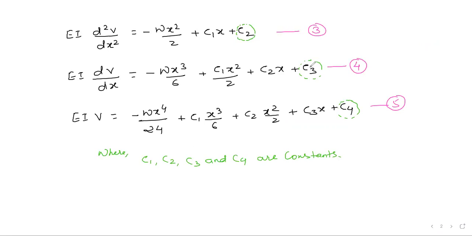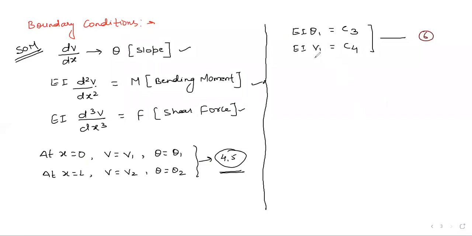Similarly, if you keep x is equal to 0 in equation number 5, what are we going to get? If you put x is equal to 0, this term will become 0. The second term will also become 0. The third term will also become 0. Here also x is there, so this will also become 0. Only C4 will be there. EIV will be equal to C4. And since we are talking about x is equal to 0, the V value is V1. So EI V1 will be equal to C4. That is what I have written here, right?